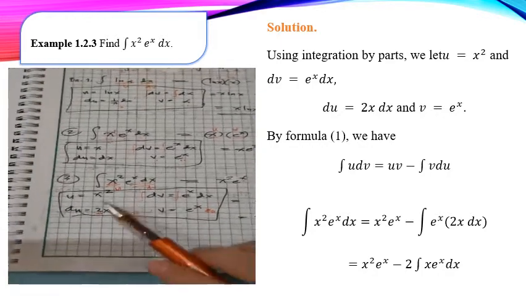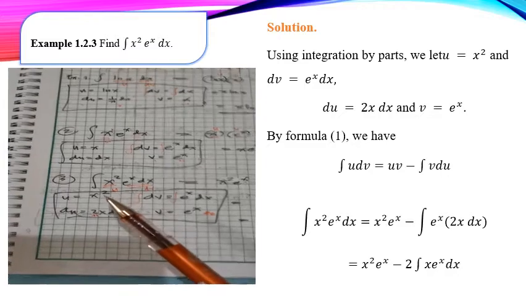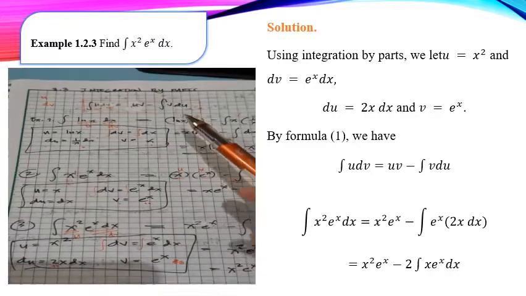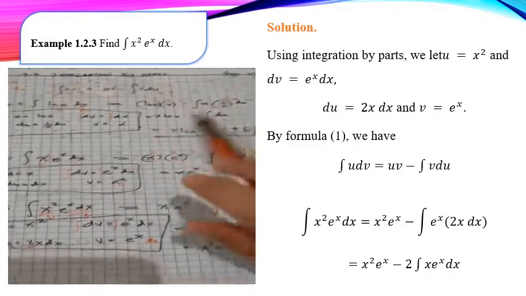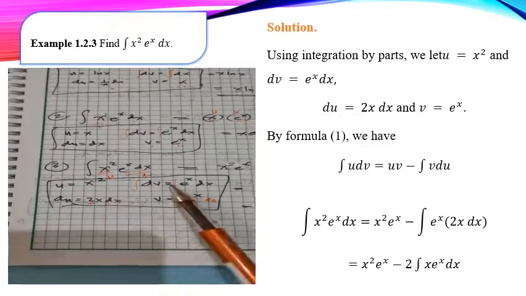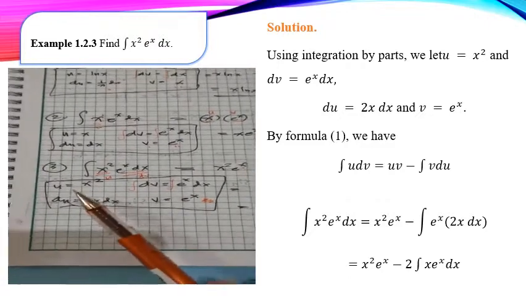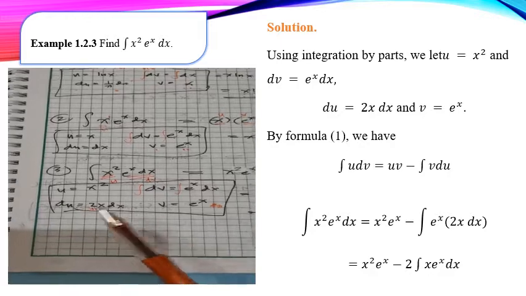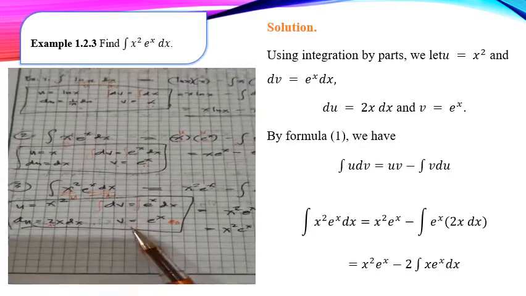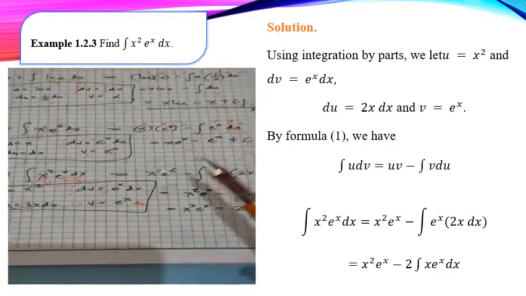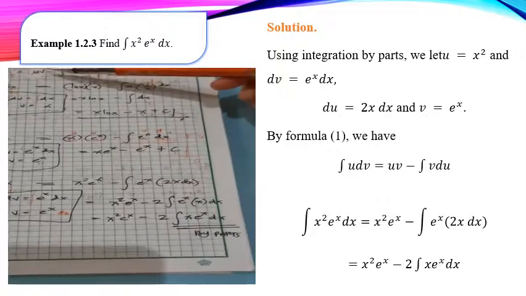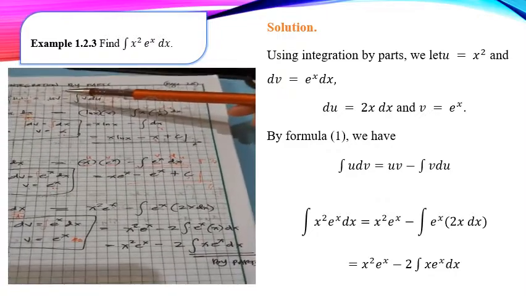Okay, so since kumpleto na itong apat, kailangan ha, before kayo mag-substitute doon sa pattern ng integration by parts, kailangan yung apat na yun is kumpleto na. So, yung apat na yun is yung U, yung DU, yung DV, at saka yung V. Okay, so since kumpleto na, plug in na natin doon sa pattern ng integration by parts.